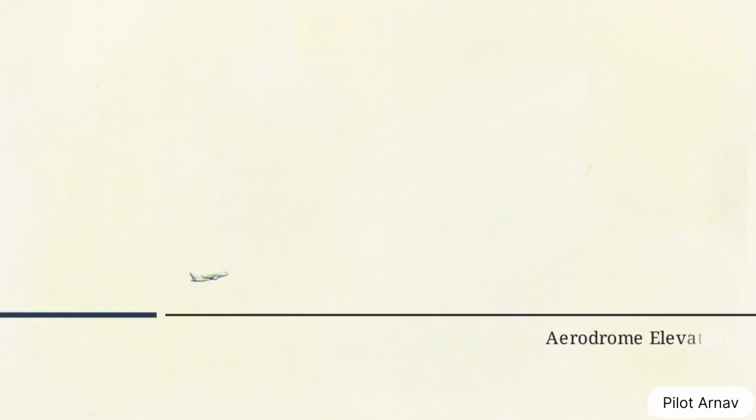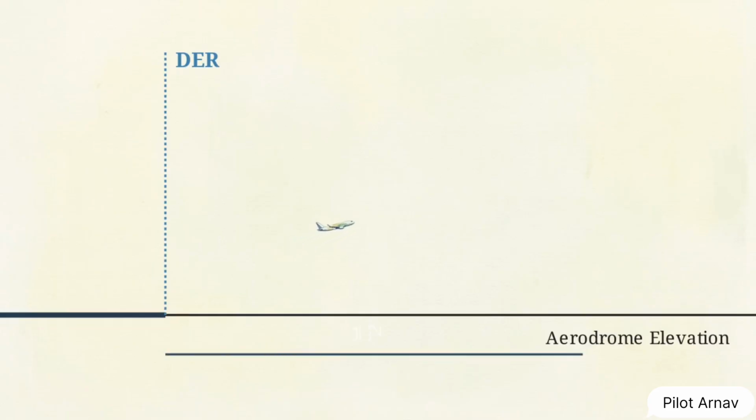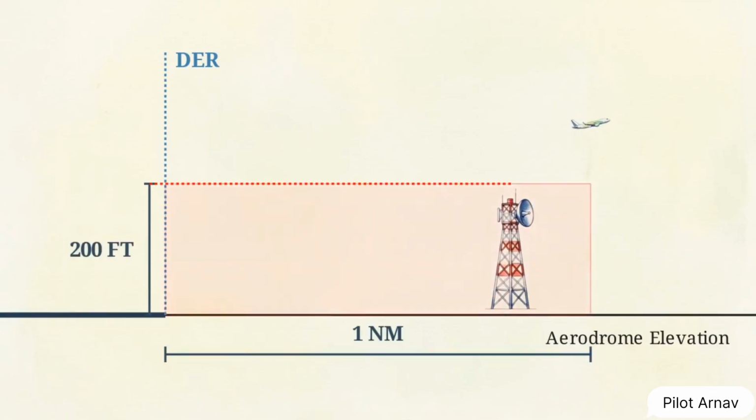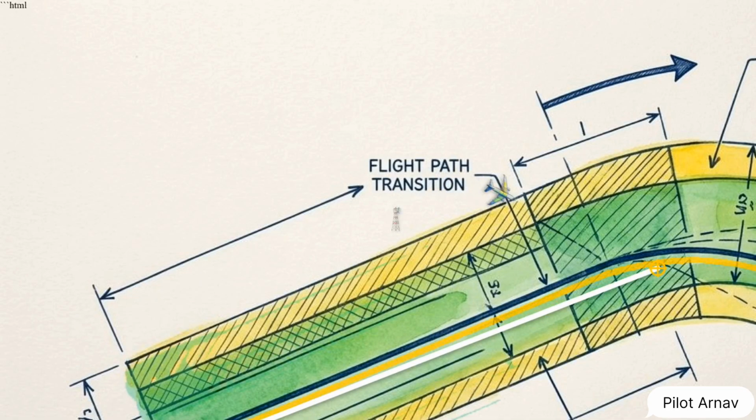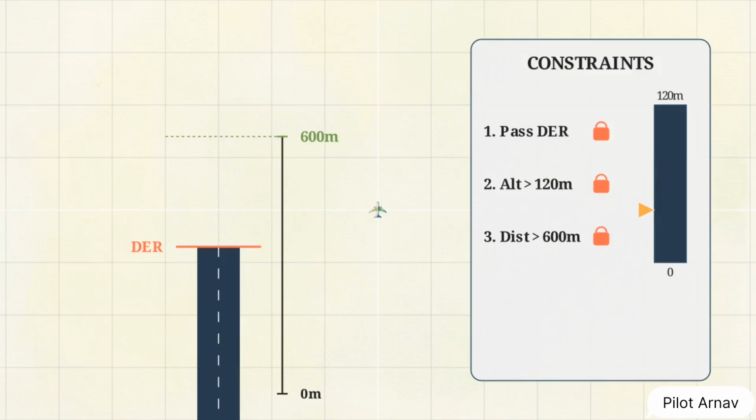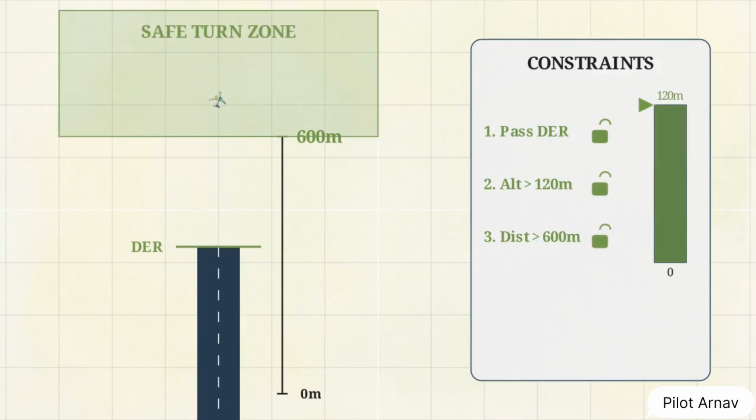Planners also account for close-in obstacles, defined as anything within 1 nautical mile of the departure end of the runway and under 200 feet in elevation. If you initiate a turn, the minimum obstacle clearance locks at a hard floor of 90 meters, or 300 feet. Looking at this grid map, you see the rules for omnidirectional departures without track guidance. To execute a turn, 3 constraints must be cleared: pass the departure end of the runway, reach 120 meters of altitude, and cover at least 600 meters horizontal distance.